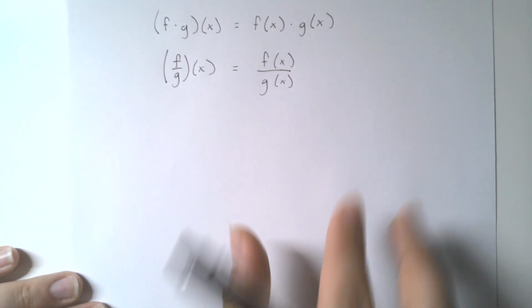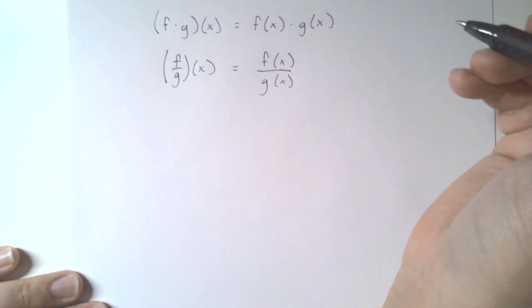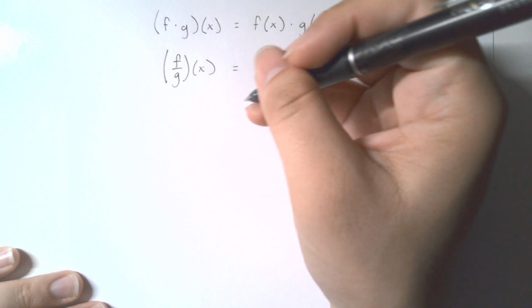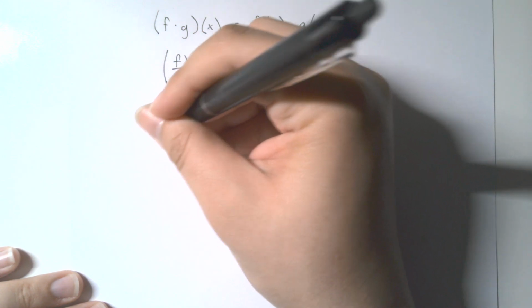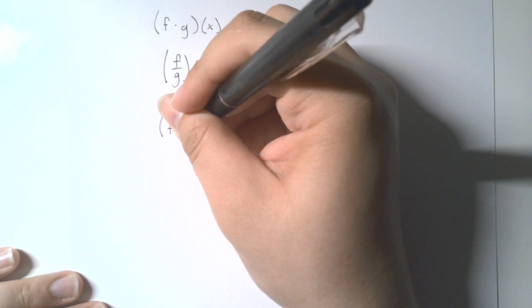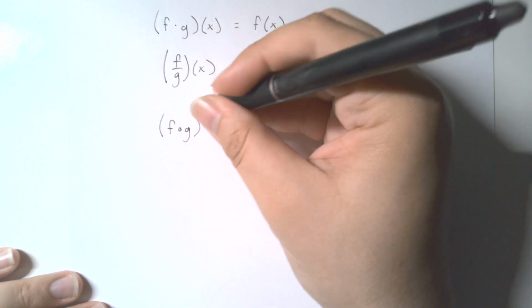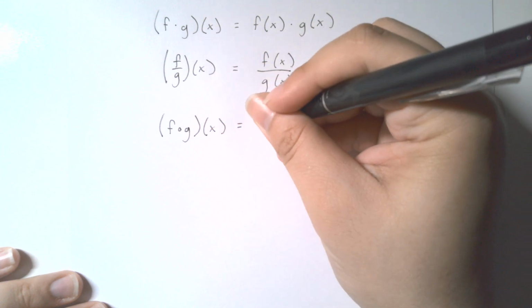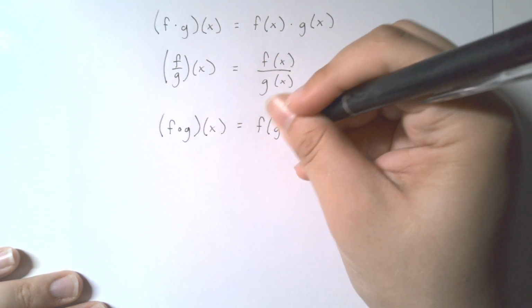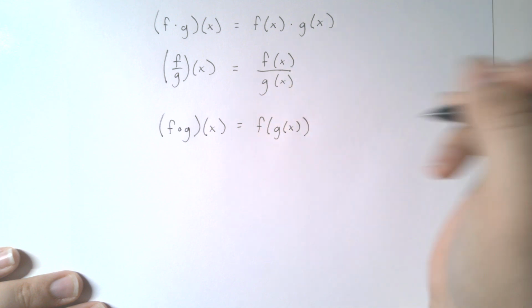And our last one is a little bit different. It is called composition of functions. And so we say that f composed with g of x is given as f of g of x.